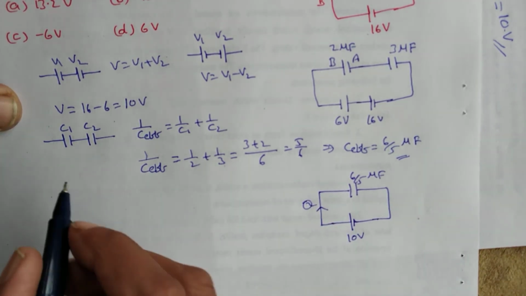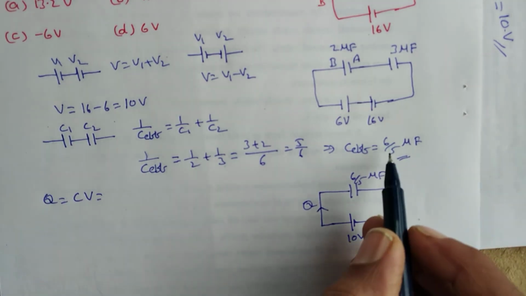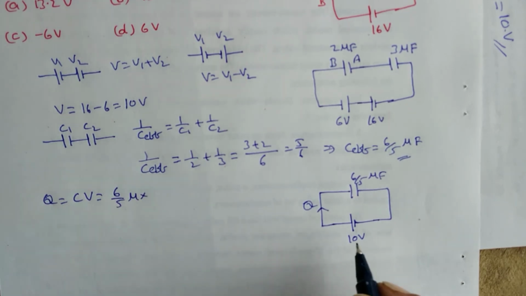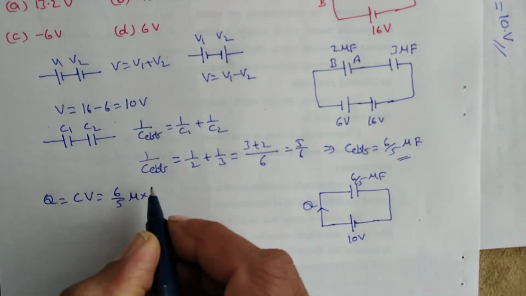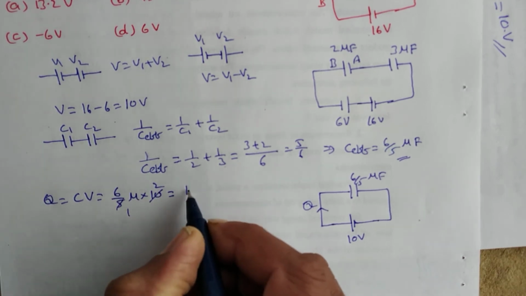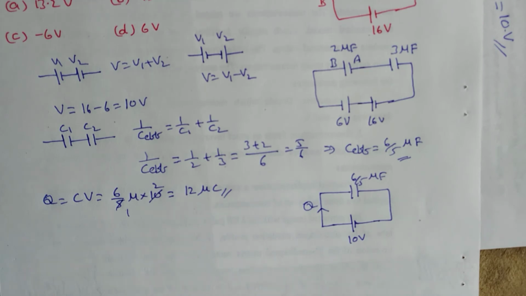Now charge Q is equal to CV. C is how much? 6 by 5 micro, and voltage is how much? 10 volts. 5 ones, 5 twos. 6 into 2, 12 microcoulombs. Charge we get is 12 microcoulombs.